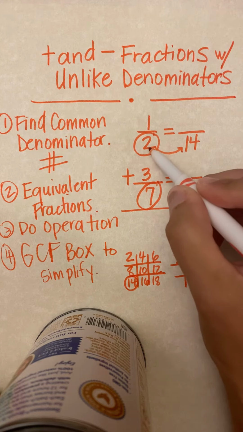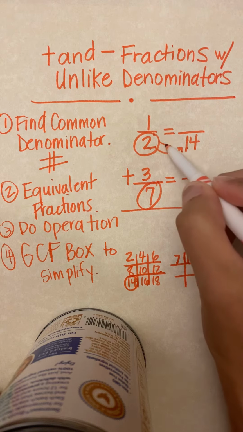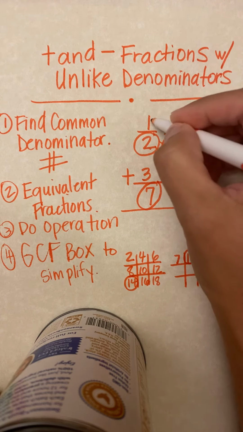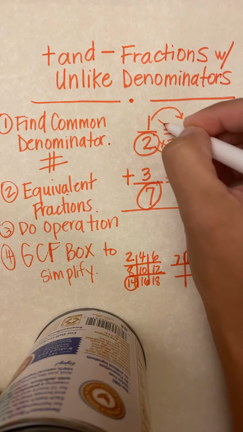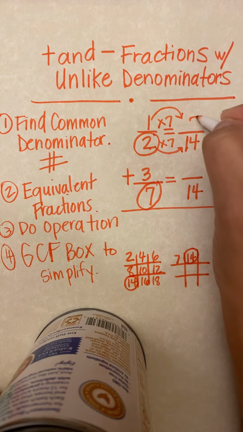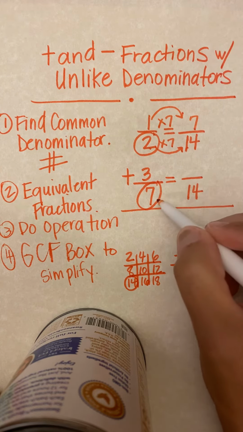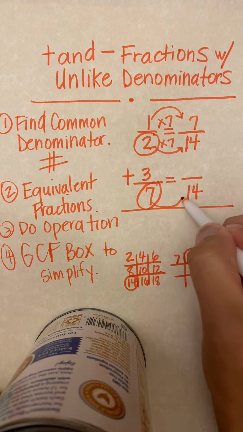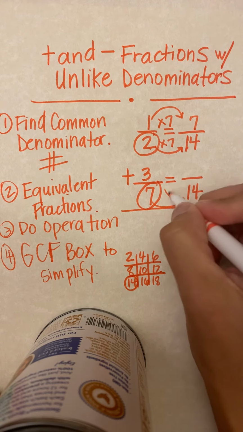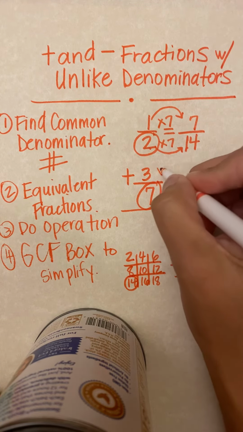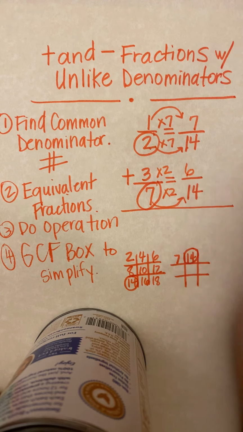Then you're going to find the rule between your two denominators. How do I get from 2 to 14? Times 7. So on the top, when you make your rainbow, 1 times 7 is 7. Now for the bottom fraction, you ask yourself, how do I get from 7 to 14? Times 2. So 3 times 2 is 6.